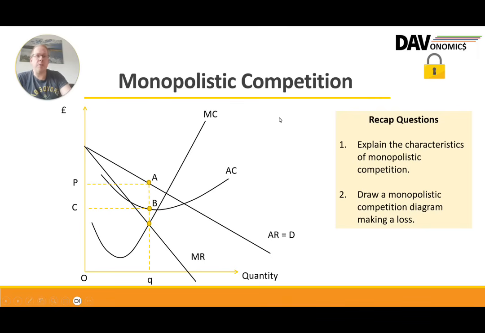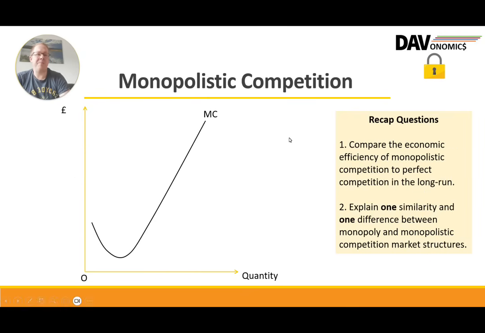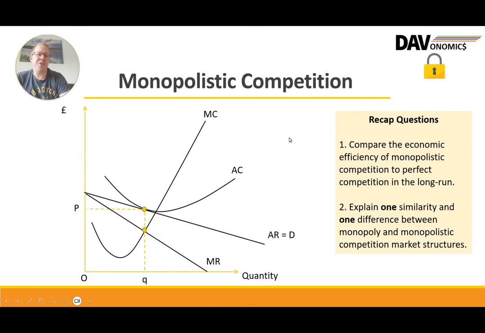You could show them making a loss if you wanted to. That's fine. But I guess the difference is because it's low barriers to entry, like perfect competition, that profit's going to go away. And you'll remember this diagram. This is where you make sure it's just tangential. You're just making normal profits there.